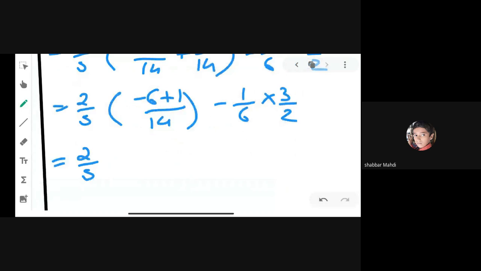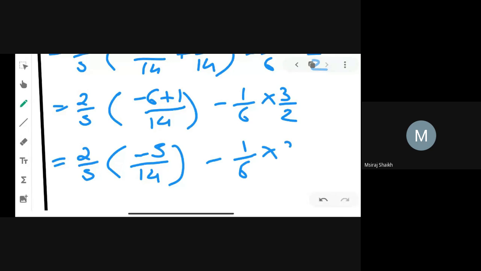So in bracket, minus 6 plus 1 means minus plus, and we have to write down the sign of the bigger number. So the bigger number is minus 6. So it means minus 5 upon 14, minus 1 by 6 into 3 by 2.